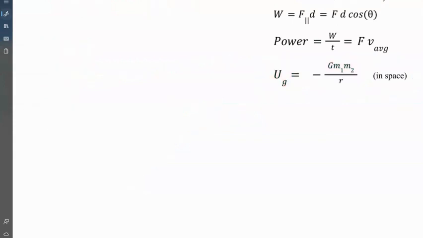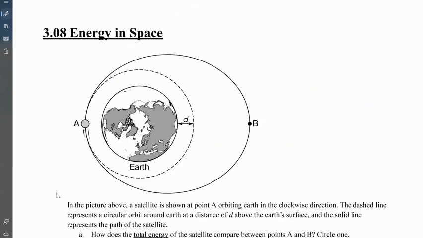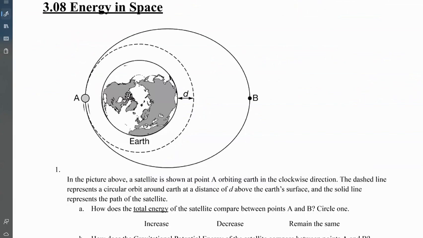Okay, let's take a look at our class problems here. So, energy in space. We show here a satellite at point A, orbiting the Earth in the clockwise direction. So it's orbiting in that way. The dashed line represents a circular orbit. And remember, things don't orbit circularly, they orbit elliptically. So the dashed line represents a circular orbit at a distance of lowercase d above the Earth's surface, and the solid line represents the path of the satellite. So it's traveling in an ellipse.